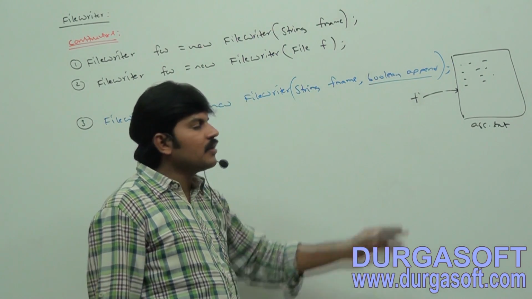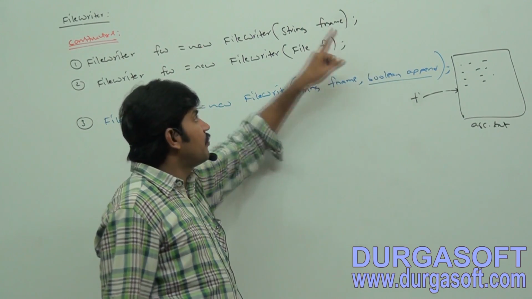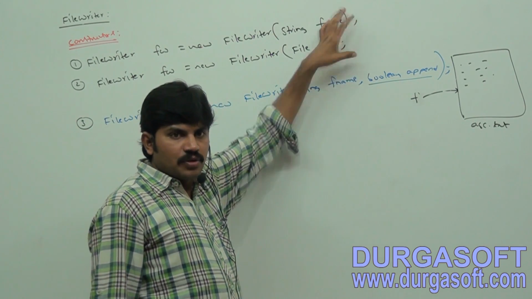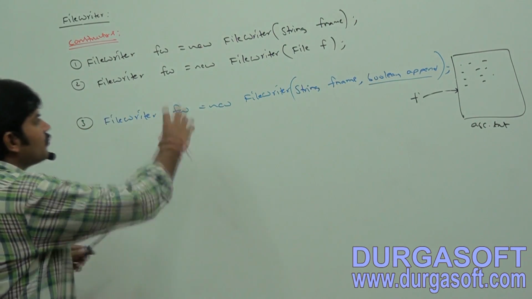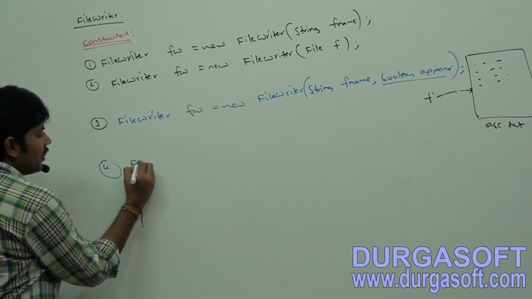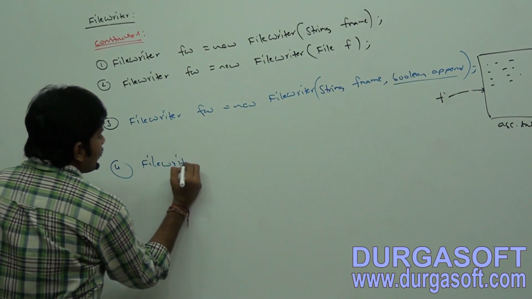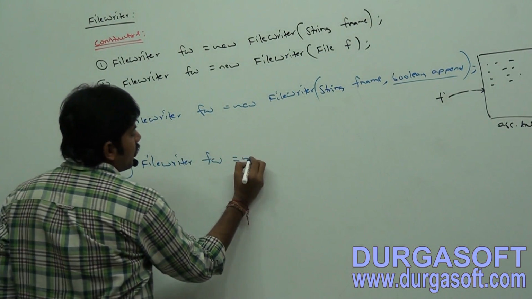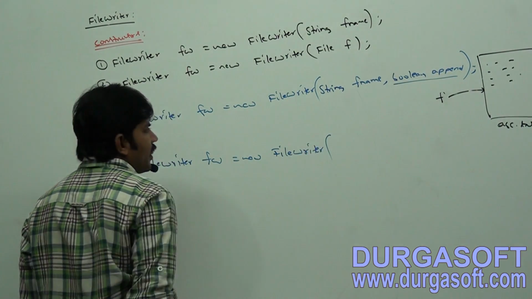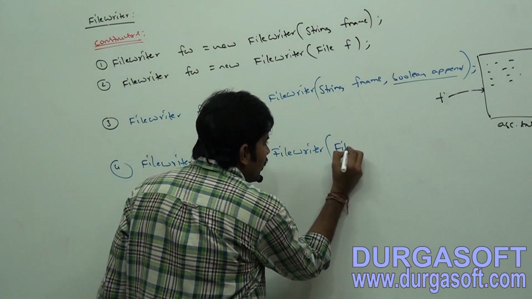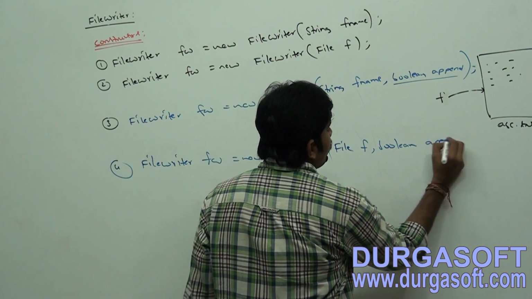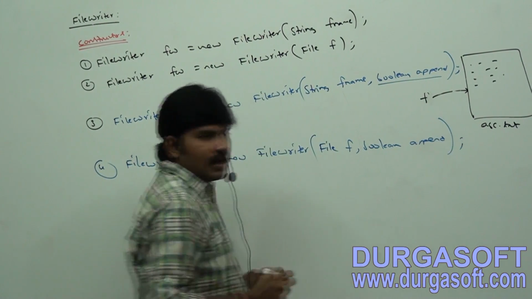If you want overriding, the second argument is not required, because by default these constructors are meant for overriding only, right? Are you getting? From this knowledge, can you tell what is the fourth constructor? FileWriter fw = new FileWriter(File f, boolean append).